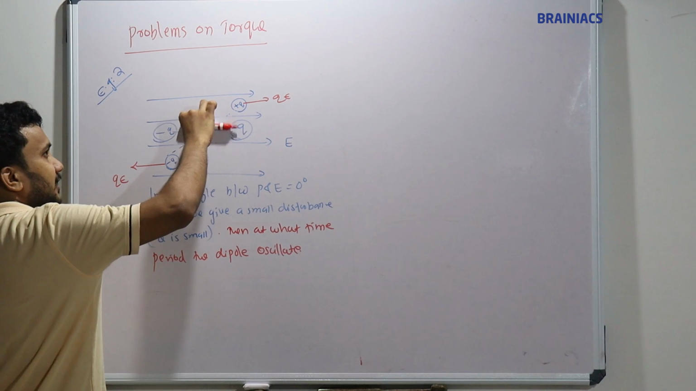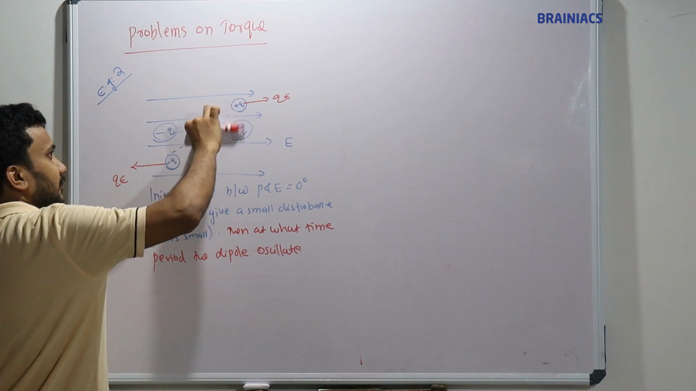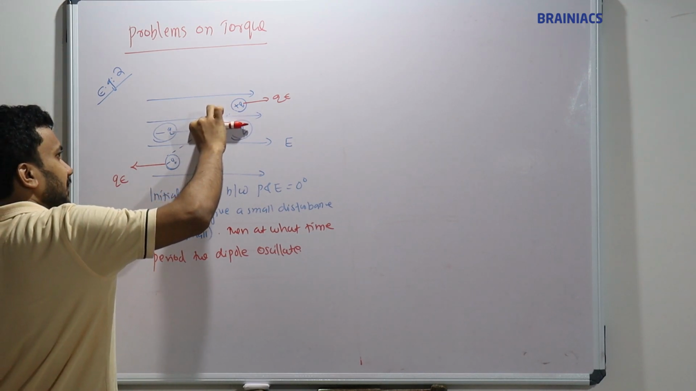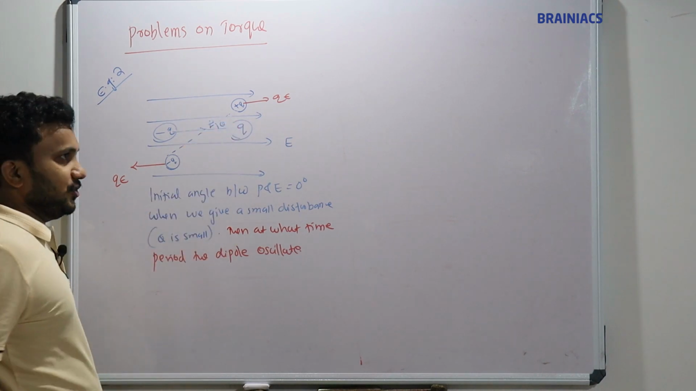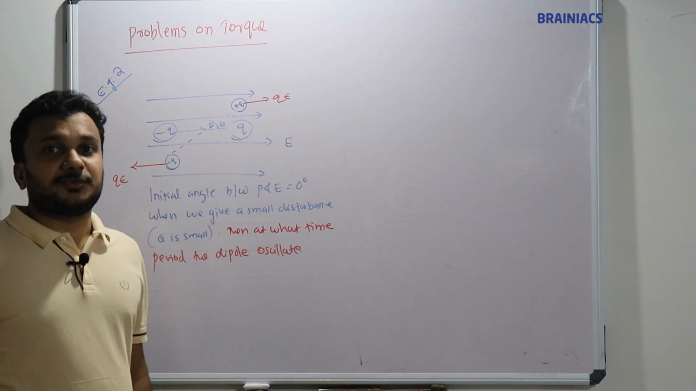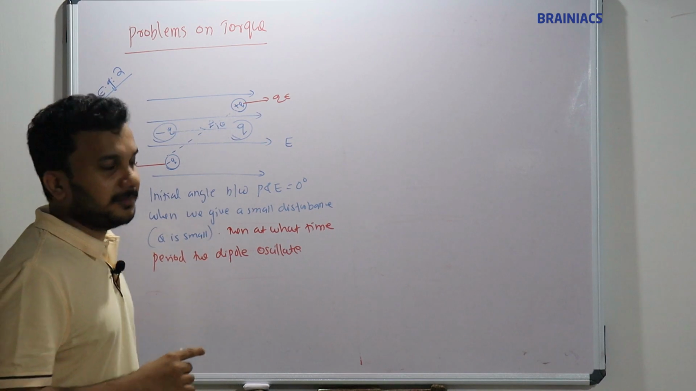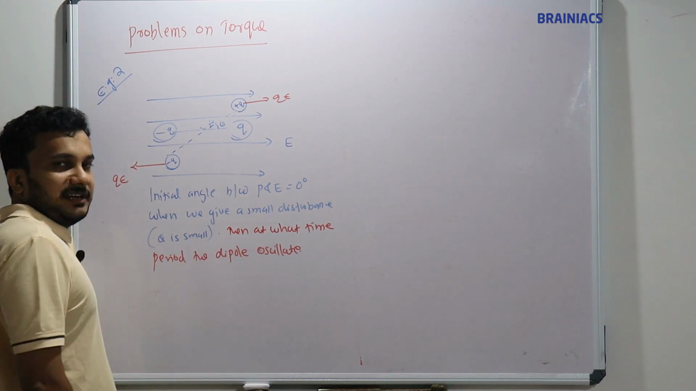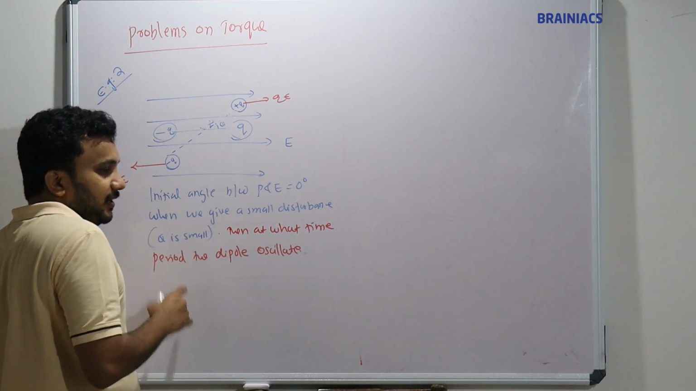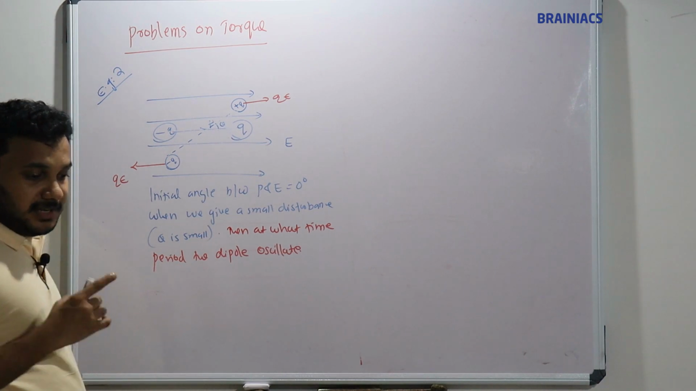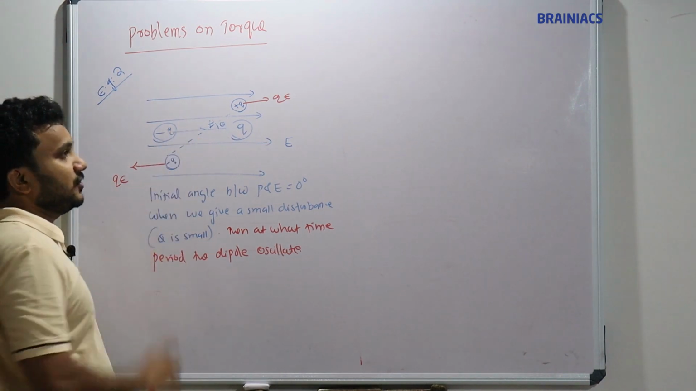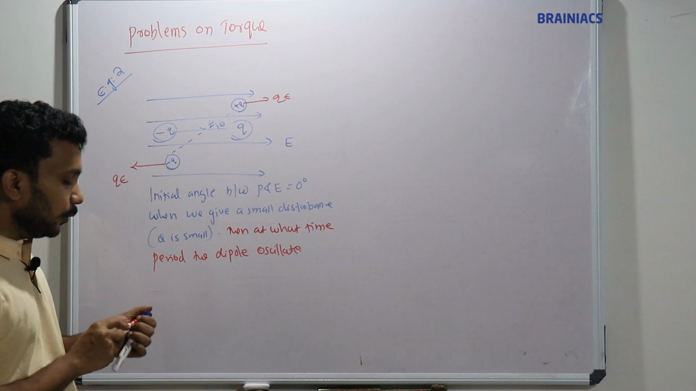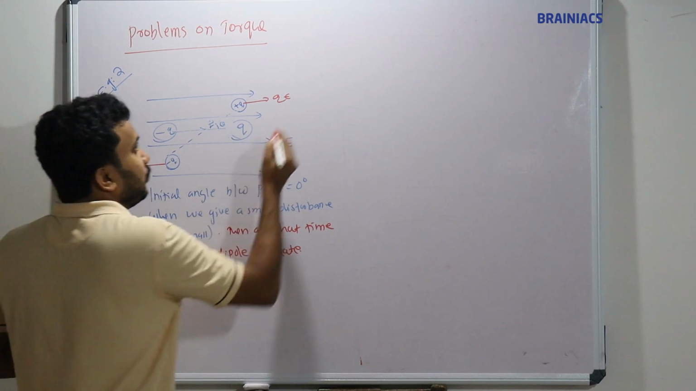So it is just oscillating like this, and the speed will reduce and it will come back to the original position. What is the time period of oscillation? The question is a nice one. At what time period will this oscillate? That is the question. Of course, we know this is related to torque.